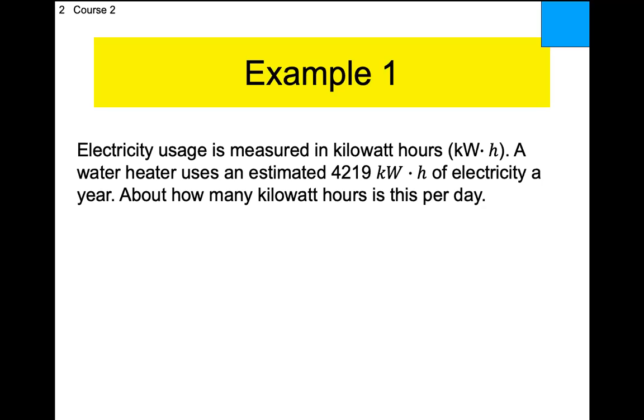A water heater is estimated to use 4,219 kilowatt hours of electricity in a year. Well, how many is that per day? There's a lot of words there. Most of you aren't familiar with kilowatt hours for certain. This problem is only about a simple division problem, or multiplication if you want to think about the inverse. It just says how many of these hours or how many watts did you use per day in a year, right? Well, it tells me how many I used in a year.